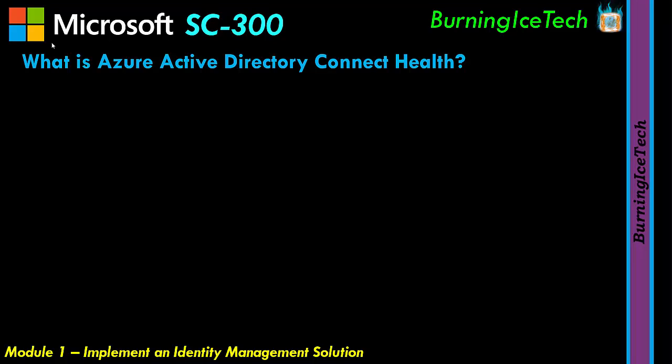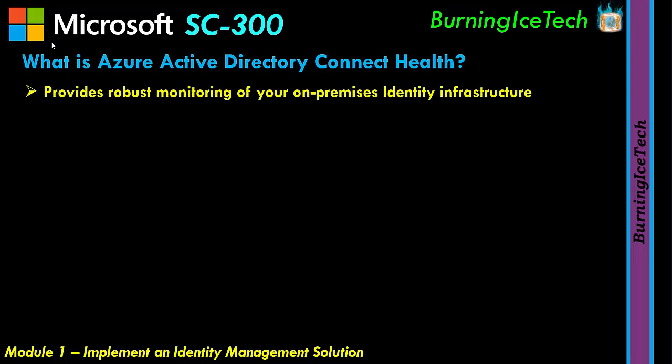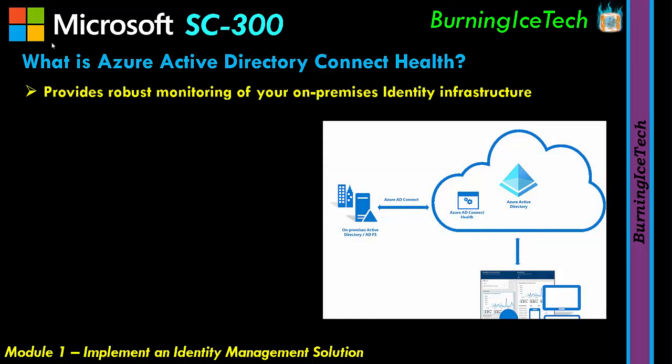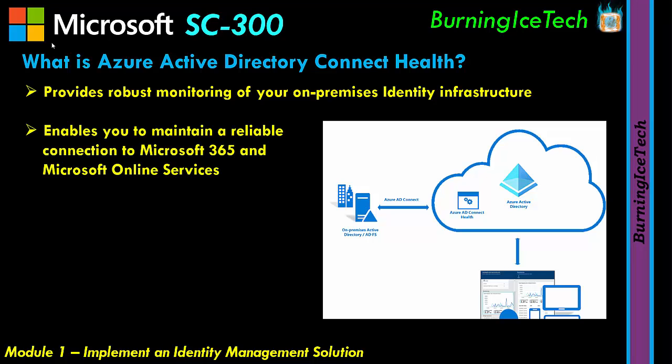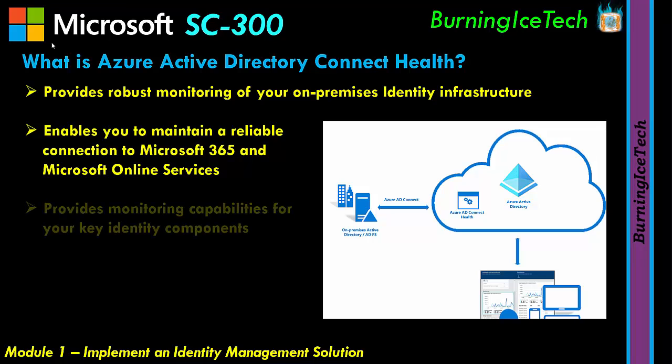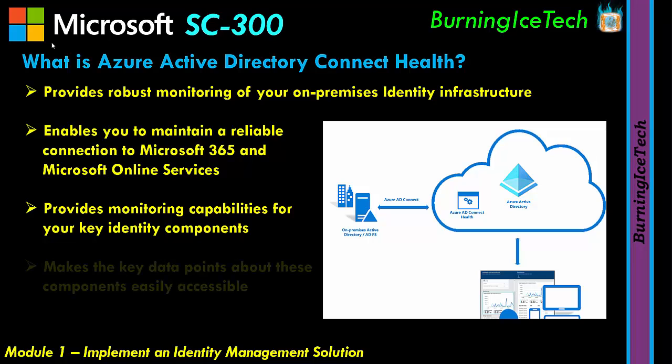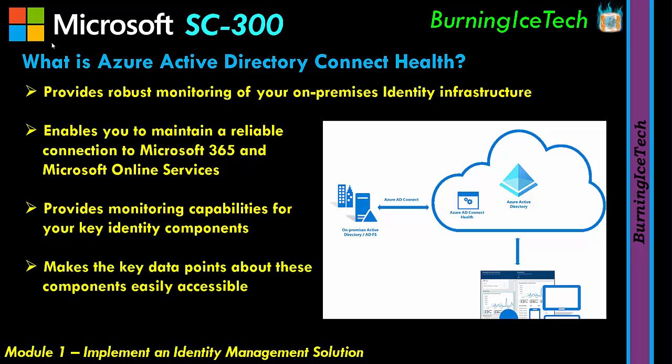Anyway, so Microsoft says this is your Active Directory Connect Health. It provides robust monitoring of your on-premises identity infrastructure. Kind of what I said all along, isn't it? It enables you to maintain a reliable connection to Microsoft 365 and Microsoft Online Services. It provides monitoring capabilities for your key identity components. And lastly, guys, it makes the key data points about these components easily accessible.